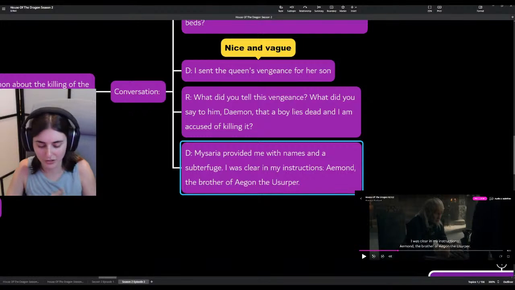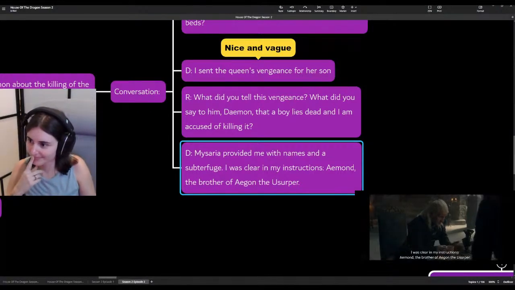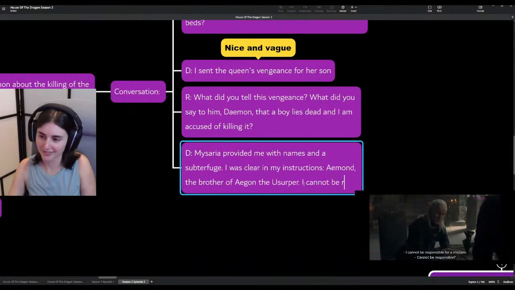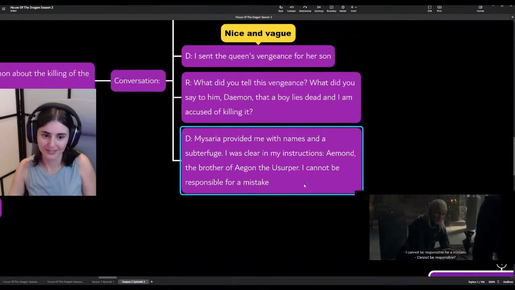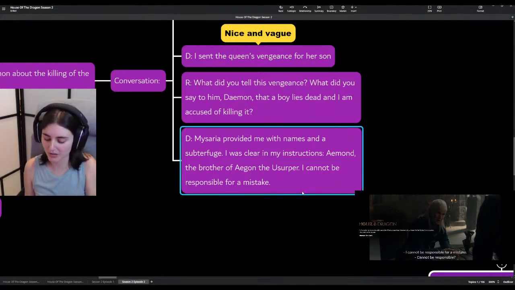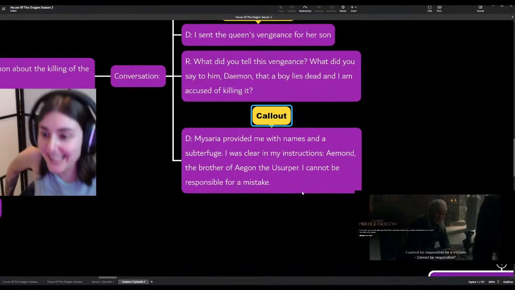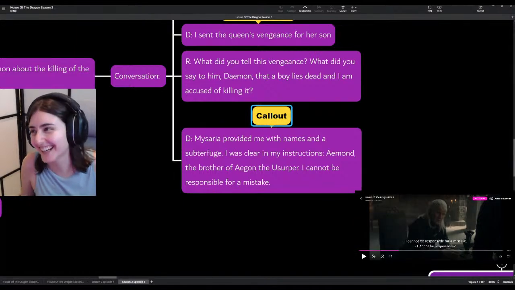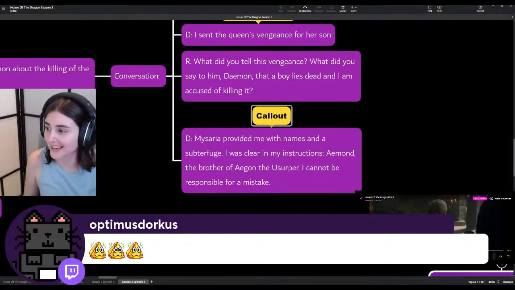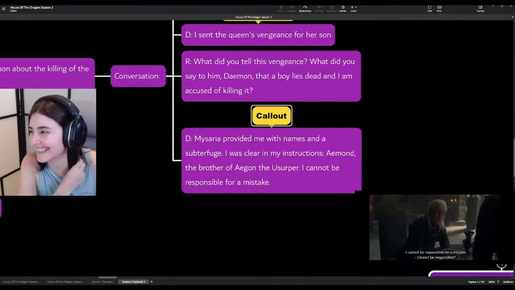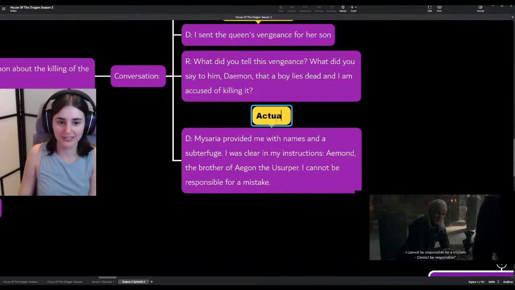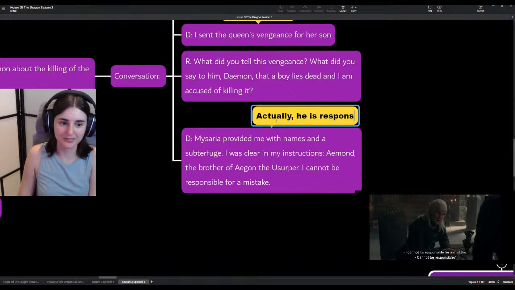Okay, so we've got the mention of Aegon the Usurper. Aemond, the brother of Aegon the Usurper. I cannot be responsible for a mistake. Okay, so yes, these individuals made this mistake, but he contributed to it. At least we can say that it's his fault. He did not stop it. And yes, I know the book probably has other details, Dorcas. What I'll say is, it's his fault. Actually, he is responsible.